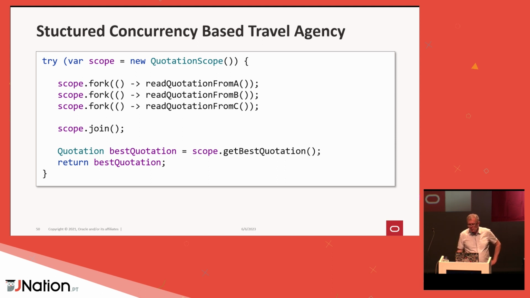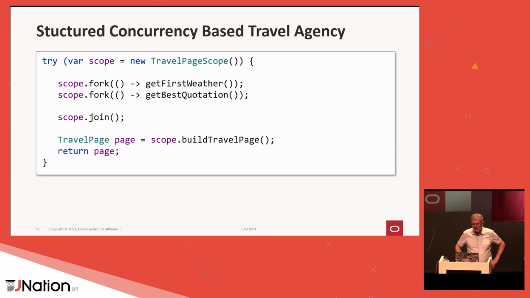And to build the travel page you want, it's the same. You call get first weather, so that's a third scope. You get the best quotation, you just combine the different elements you need to build your travel page, you return it, and that's it. So the pattern is always the same. You fork your tasks, call join, get the results or the exceptions, and that's it.